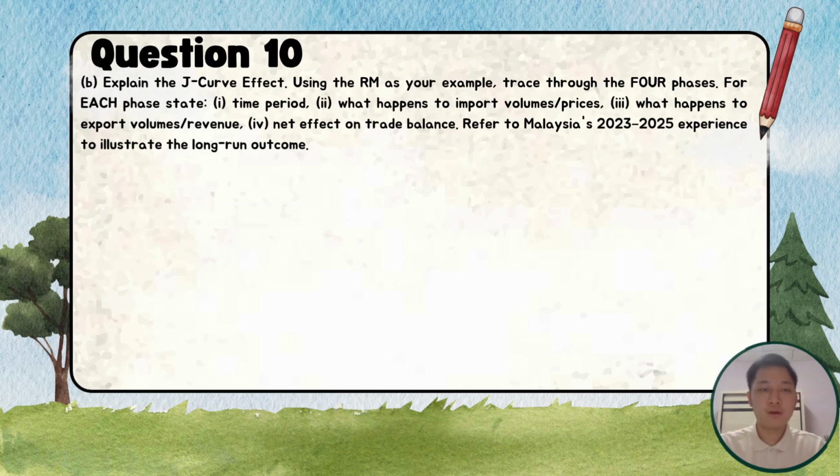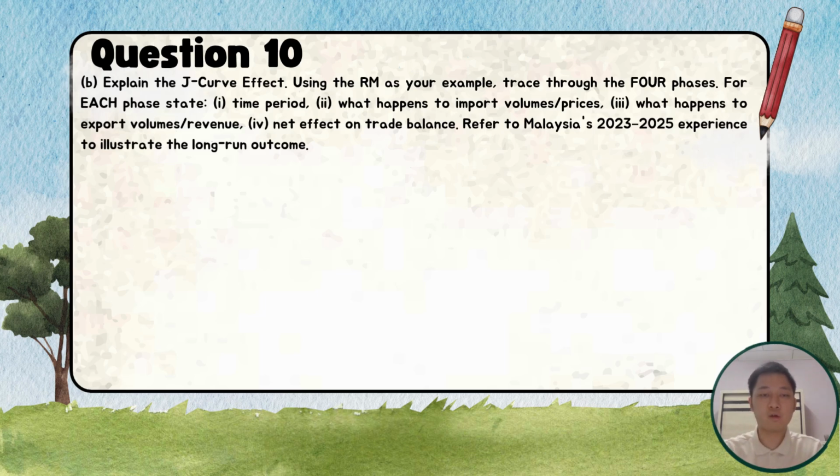For question 10b, the J-curve effect shows that after currency depreciation, the trade balance may worsen first before improving later. In phase 1, which is the immediate period around 0 to 3 months, import prices in ringgit Malaysia rise immediately. However, import volume does not fall quickly because many contracts are already fixed. Export volume also does not increase immediately. Therefore, the trade balance worsens.